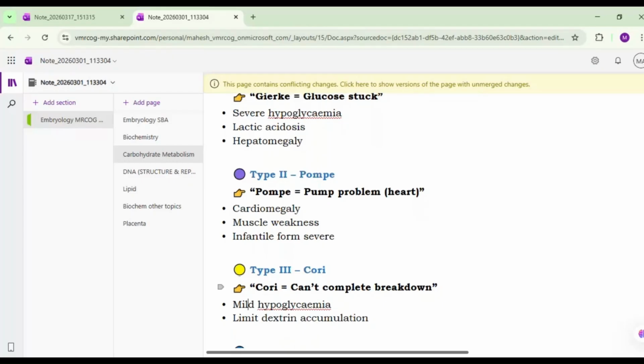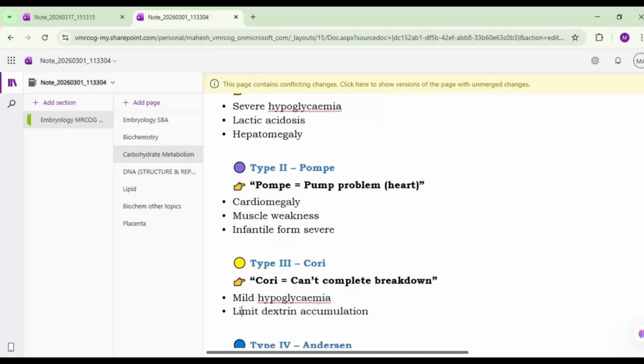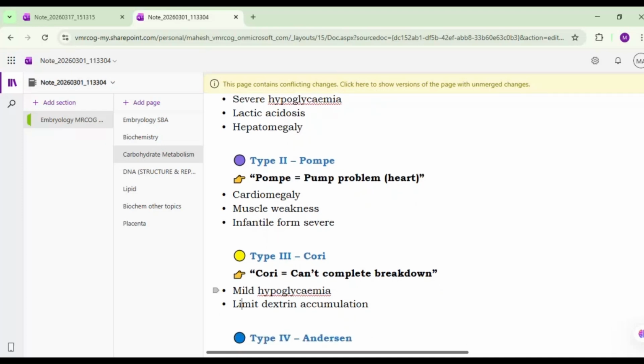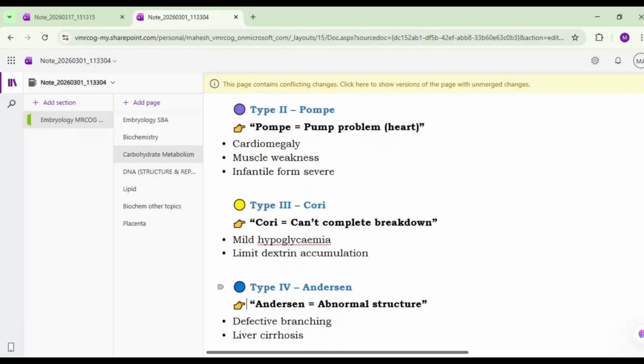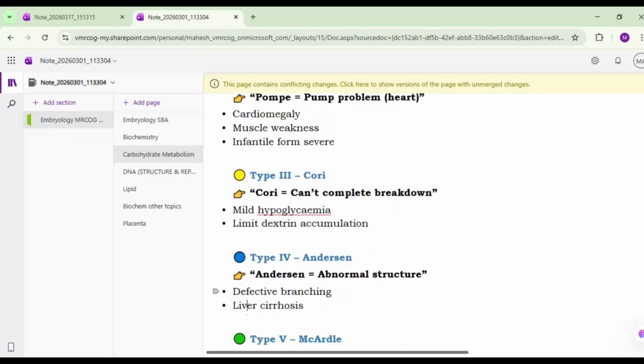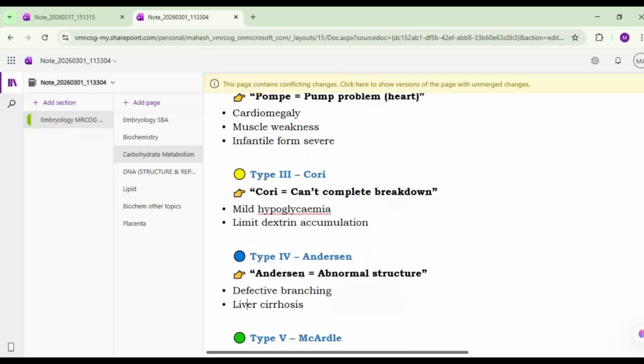Then type 3 is Cori's disease, that is, can't complete the breakdown. That will lead to mild hypoglycemia and limit dextrin accumulation. Type 4 is not very common, but that is Anderson's disease, or the abnormal structure, where the branching enzyme is deficient. In type 3, debranching. So debranching deficiency first, then the branching deficiency. Type 3 is Cori's. Type 4 is Anderson. Here there is a defective branching enzyme, and there is liver cirrhosis.